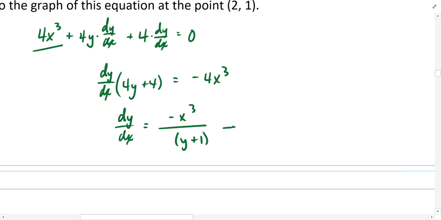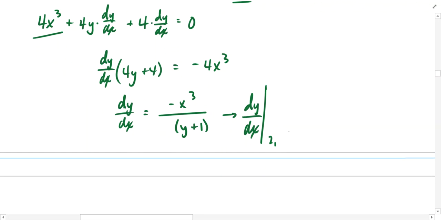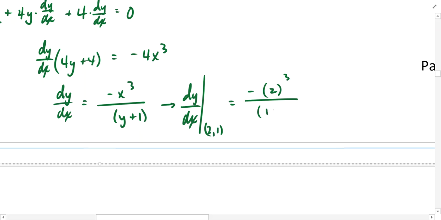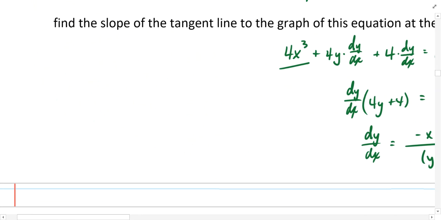And with this expression, we can now evaluate it at the location (2, 1). So dy/dx is being evaluated at an x value of 2 and a y value of 1. This vertical bar can be used to indicate that. And we would now have negative 2 cubed over 1 plus 1, the x value was 2, which ends up being negative 8 over 2, or in other words, negative 4. So it appears that the slope of the tangent line is negative 4, and upon further review, that's all this question was really asking, to find the slope of the tangent line.